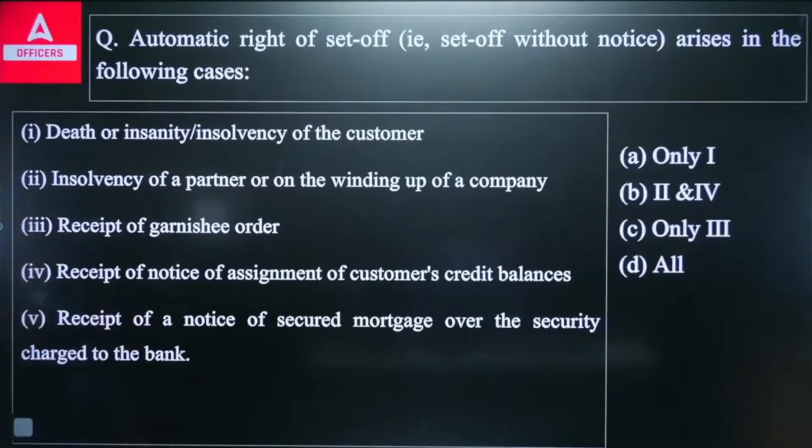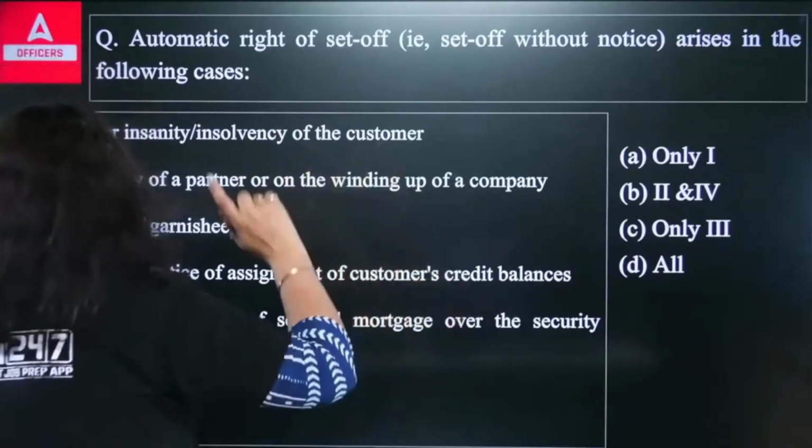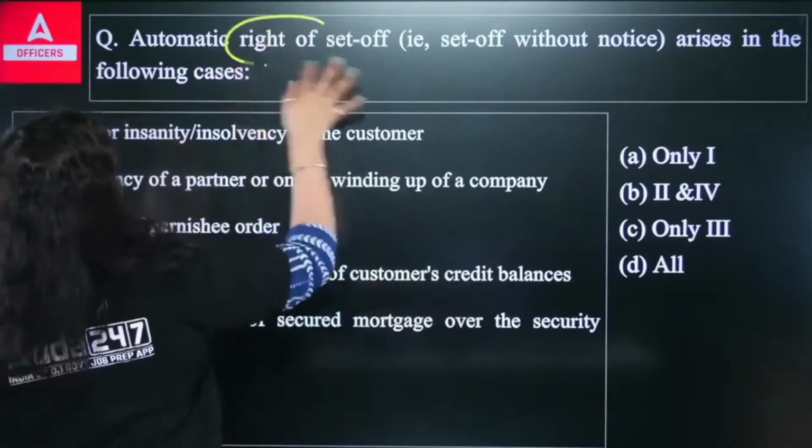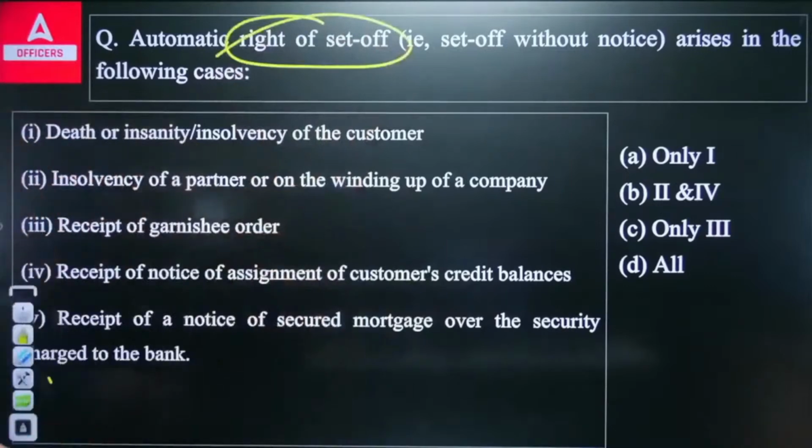So there are 5 statements in front of us which are talking about automatic right of set off arising in the following cases. In what case can you do automatic right of set off? It means you are doing set off without giving notice to the customer. So which of the following is correct?